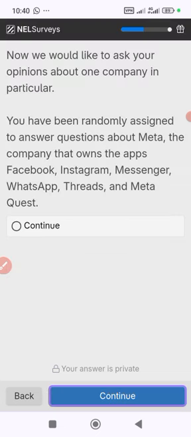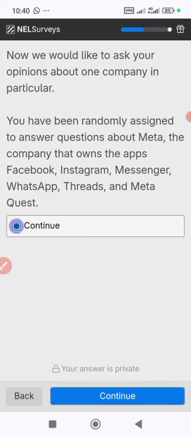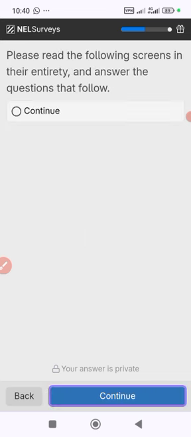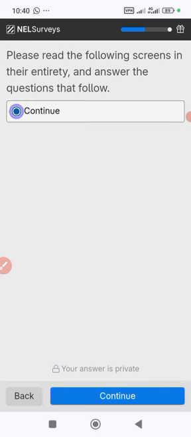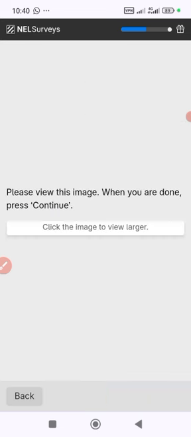They said, you have been randomly assigned to answer questions about Meta, the company that owns the app Facebook, blah blah blah. You see now, you have been randomly assigned to talk about Meta. So if you notice, I chose Meta from the beginning. If you had not chosen anything that has to do with Meta, there's a possibility you may not. They said randomly, but there's a possibility they may not select you if you had not done anything. Okay, they said, please read the following screens and blah blah blah. Let's go.